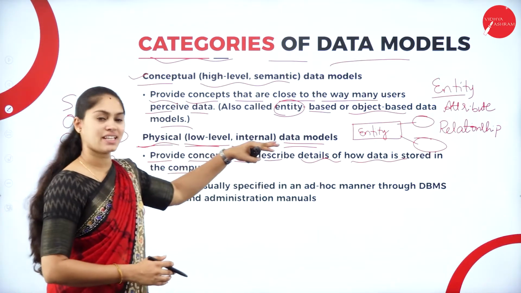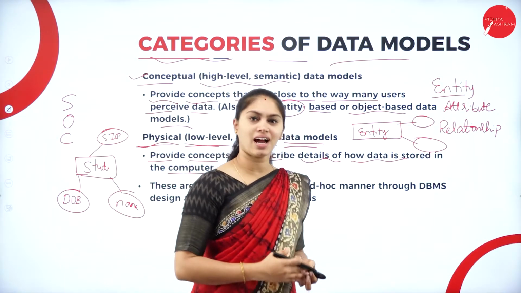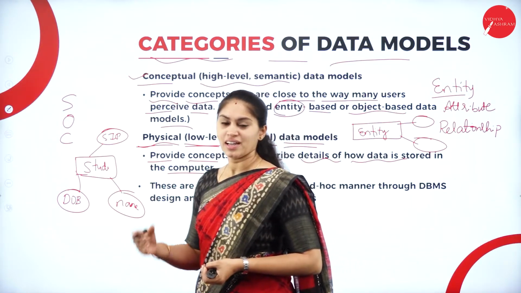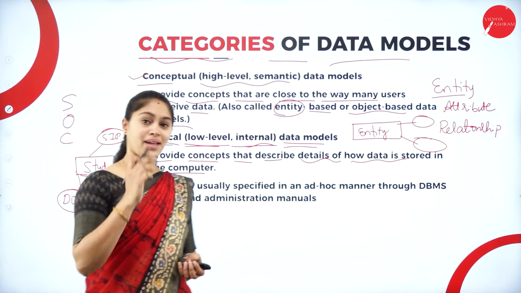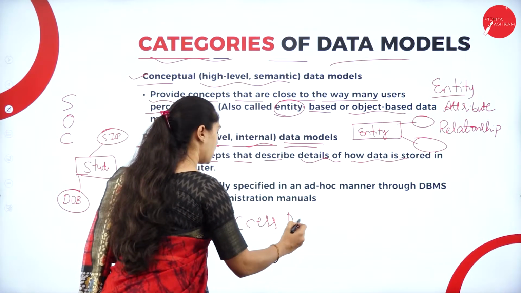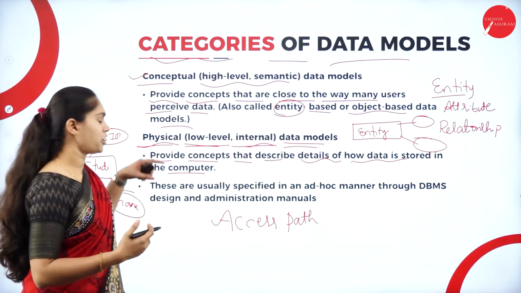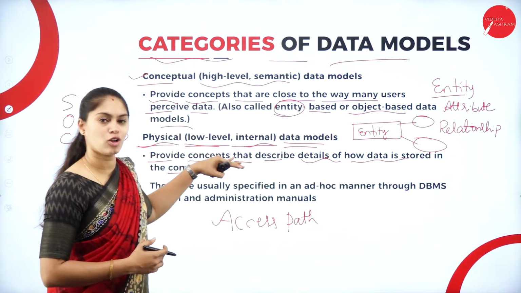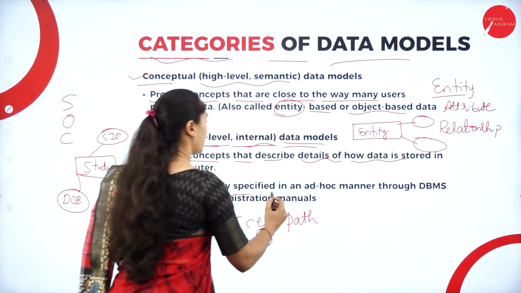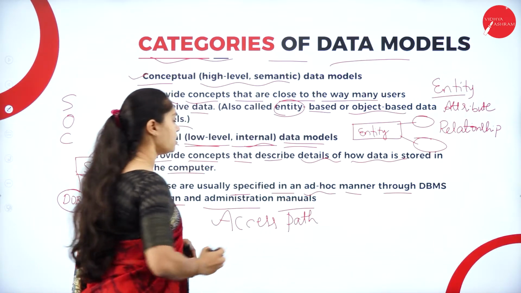In the physical data models, it gives the information regarding how the records are represented, what the order of recording is, how they need to be accessed, and mainly what its access path is, that is, how I can get the data or information present in the computer memory. That is represented in the physical, low level, or internal data models. And it is also specified in an ad hoc manner through DBMS design and administrator manuals.